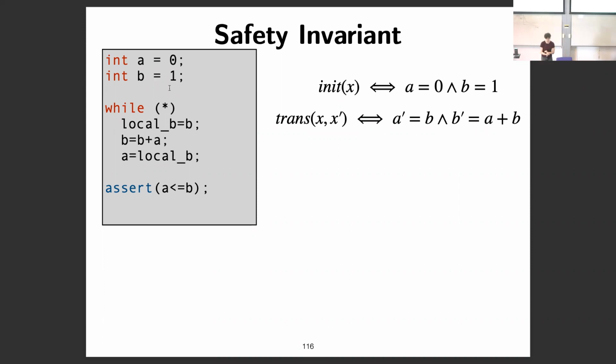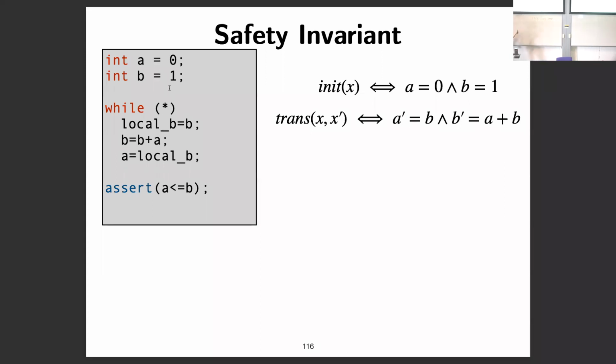I can do this with induction, in theory. The way you get an unbounded proof in general, in software verification, is you try to do a proof by induction. So what you want to say is, okay, if my property holds initially, and I'm using init to mean the initial conditions, so I'm assuming A is equal to 0 and B is equal to 1, then I say if my initial conditions hold, that implies my property holds.